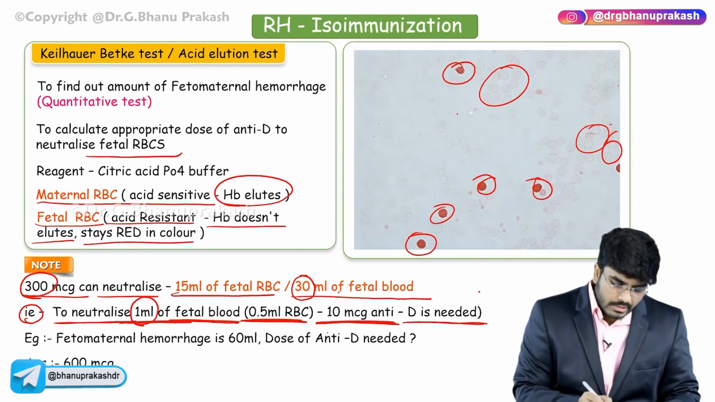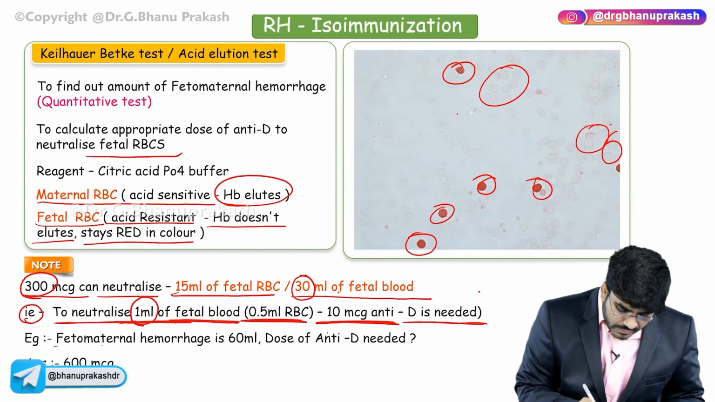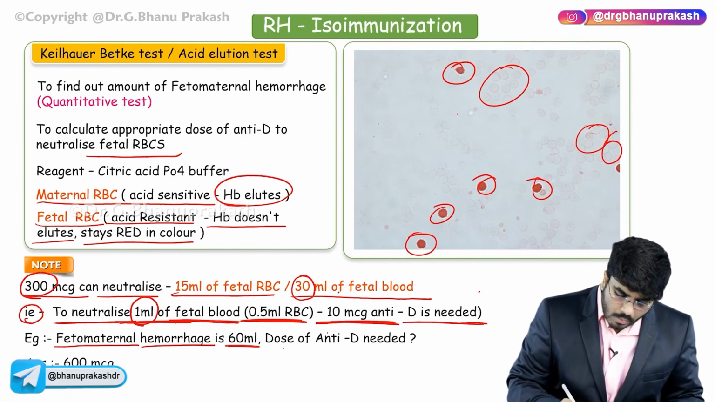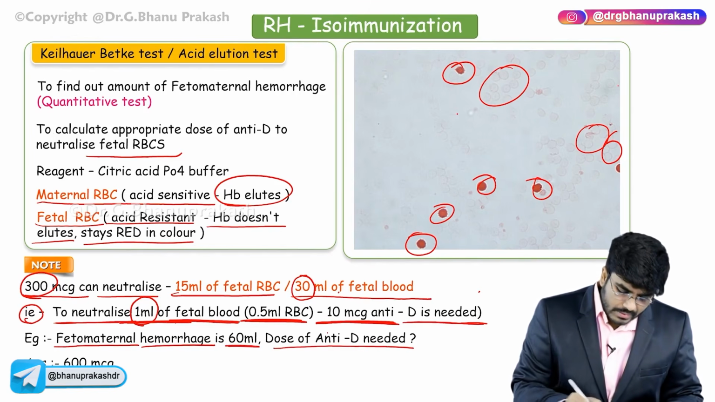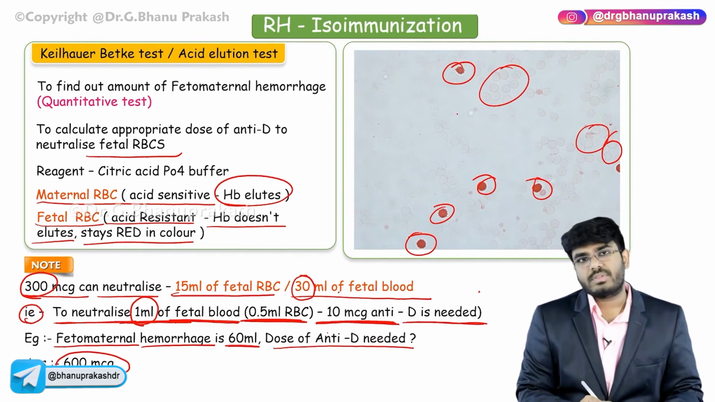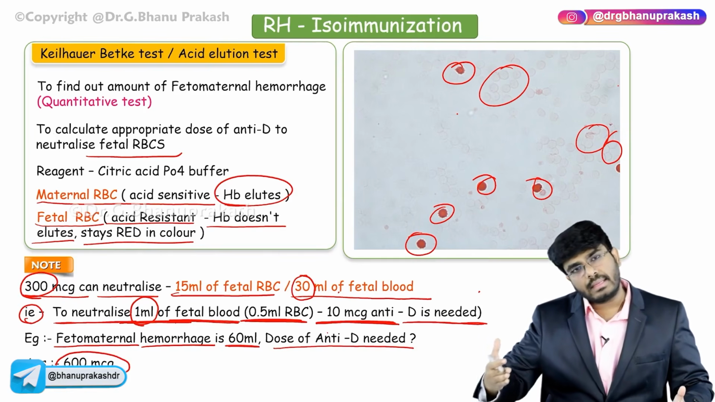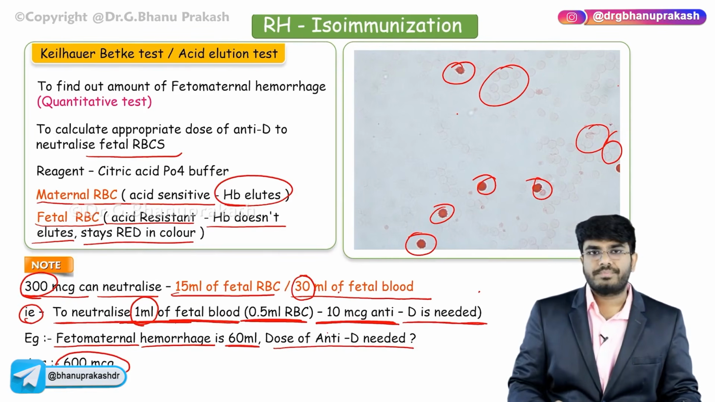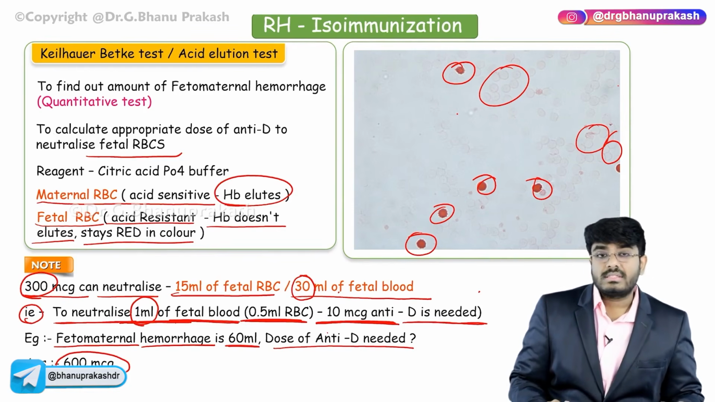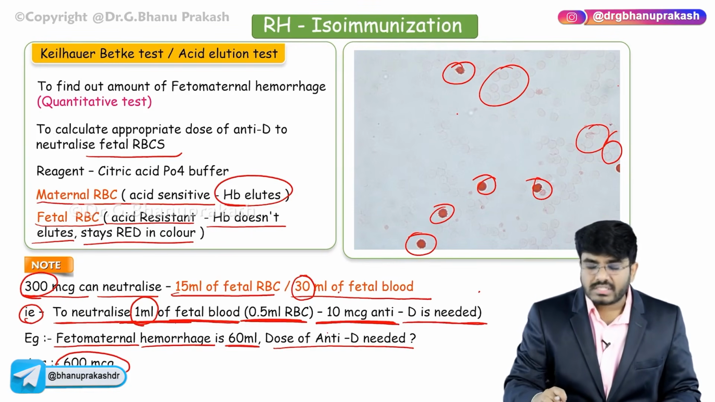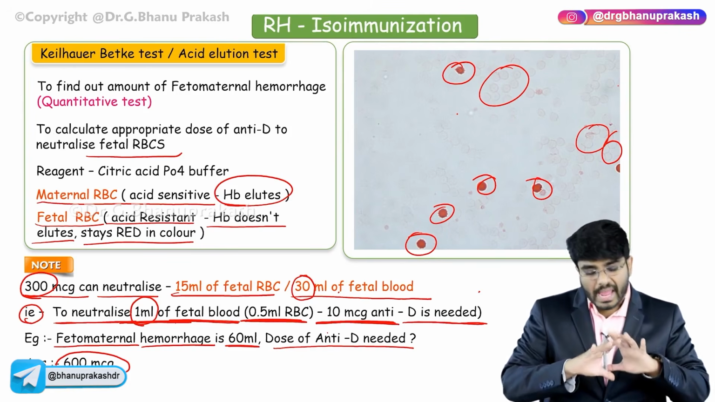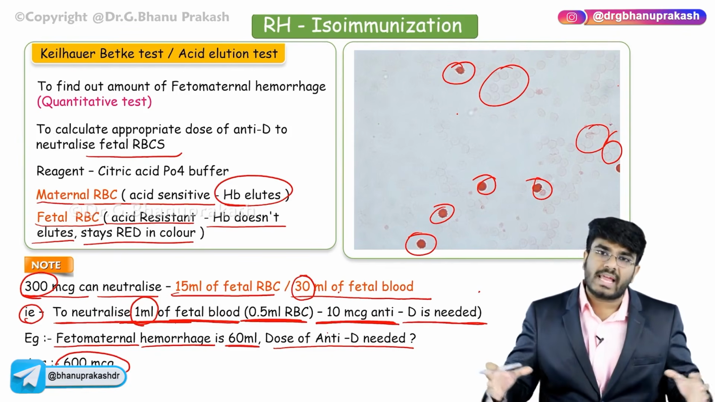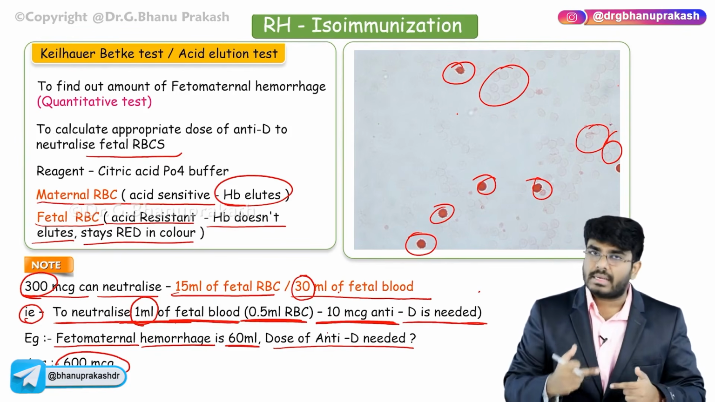Okay, in the same way, for example, if the feto-maternal hemorrhage is 60 ml, what is the dose of anti-D required? 600 micrograms. Why? Because 30 ml needs 300 micrograms, so 60 ml needs 600 micrograms. So this is how you have to calculate the feto-maternal hemorrhage and the dose of anti-D appropriately. I know I have taken a lot of time, but this is highly conceptual. Not all students are able to grasp it in one go. So again, I am repeating.